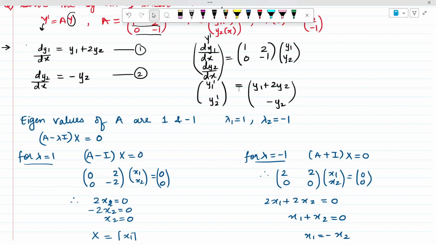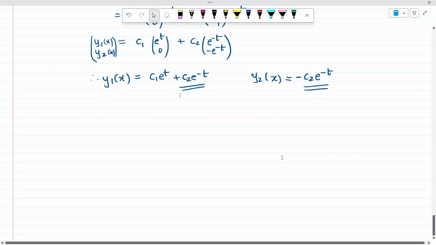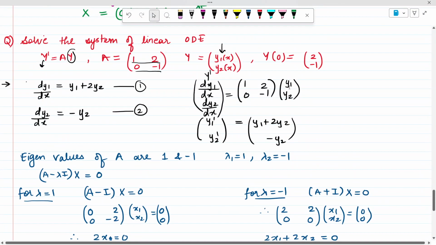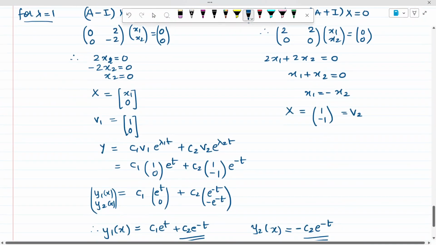Okay, try this question. I think there was some initial value condition also given here. Yeah, there was an initial value condition given here. So we need to use that as well. So this is not completed. We'll first complete this. Y of 0 is (2, -1).